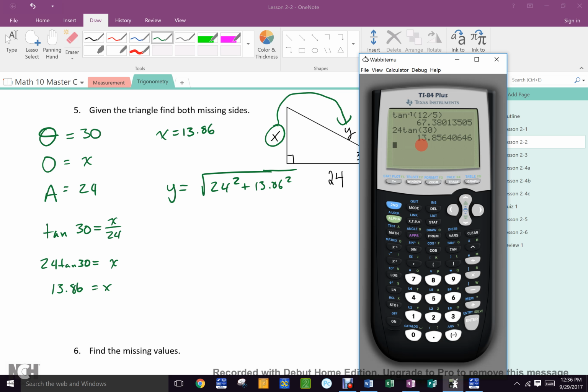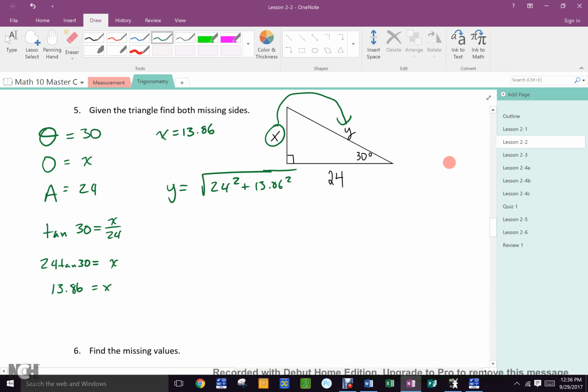Do I already have it on my calculator? Don't I? Yeah. So I'm going to hit x squared. There's the 13 squared. I'm going to add 24 squared. There it is. And I'm going to get an answer. What must I do with that answer? Square root. 768. And what's y? Y equals 27.71. That's trig.